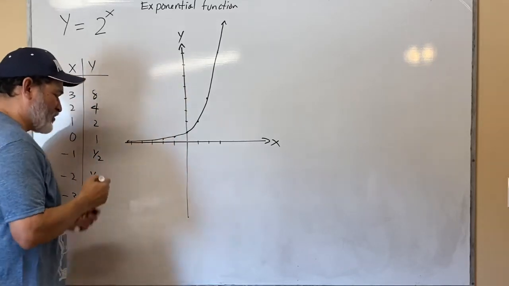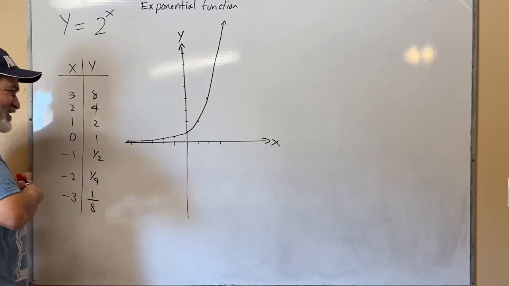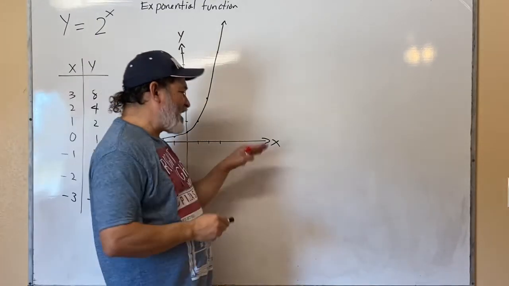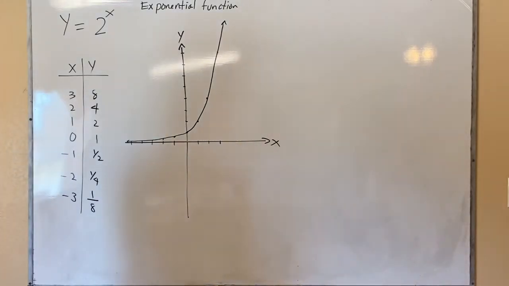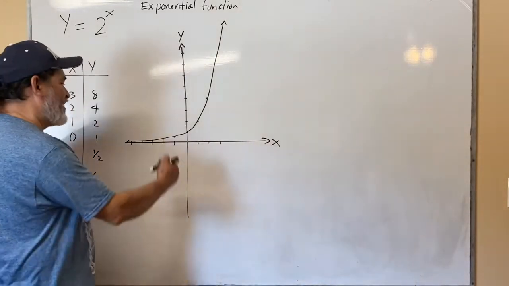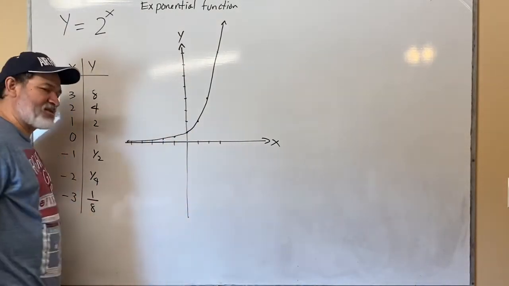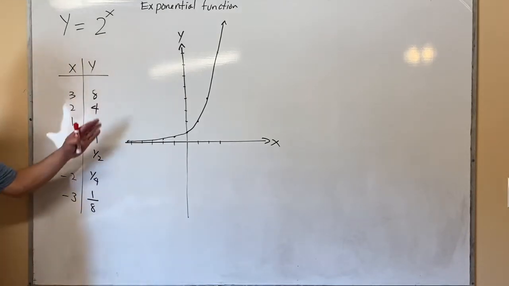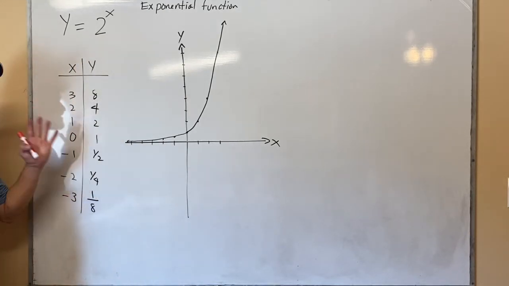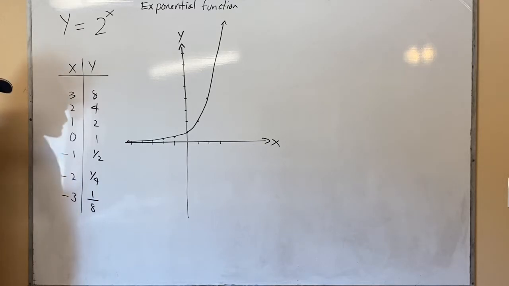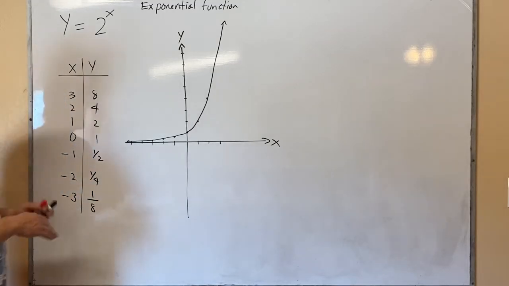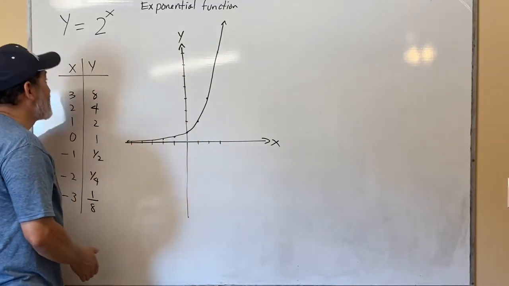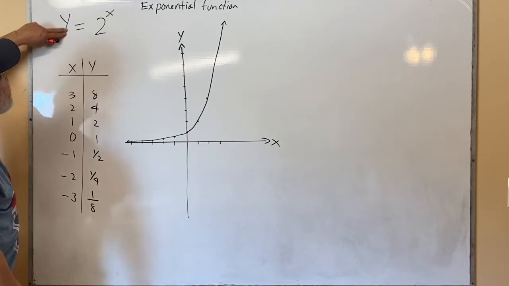So for this exponential, it seems to me the x-axis is a horizontal asymptote. It's never going to touch the x-axis. So this is the behavior of an exponential function. All right, let's do it again. By the way, it passes the vertical line test, so therefore we can change this to f of x.